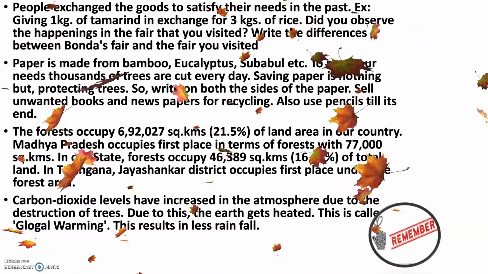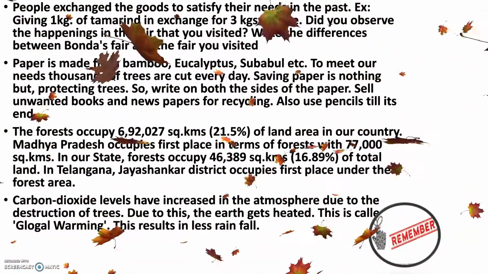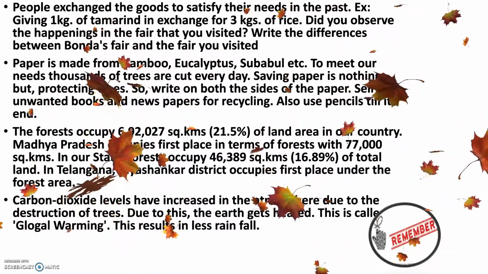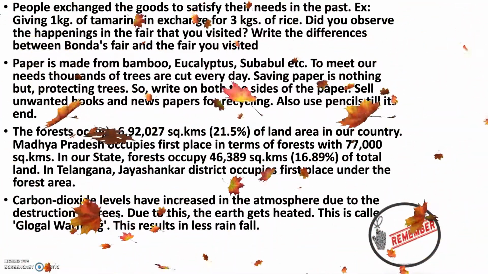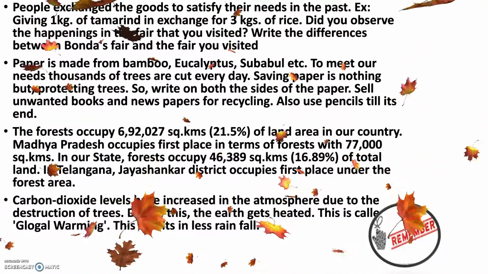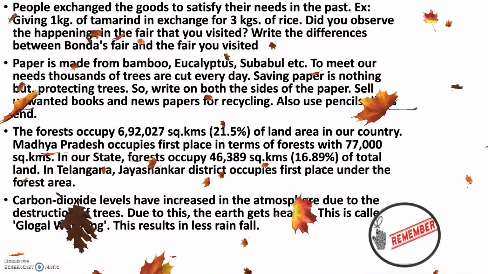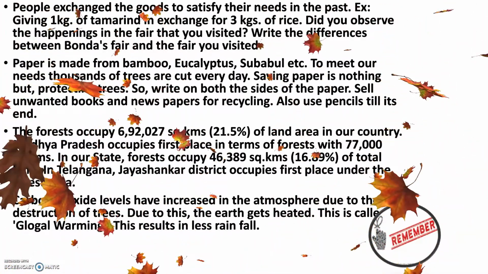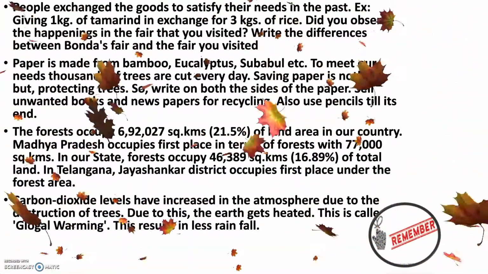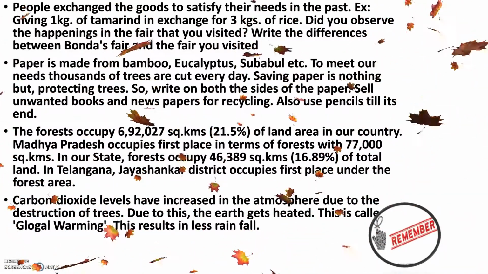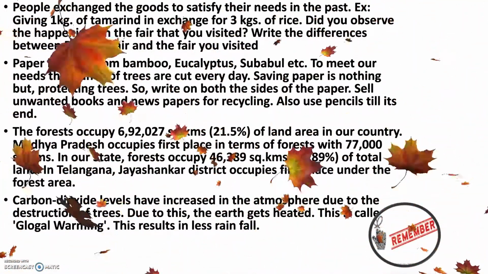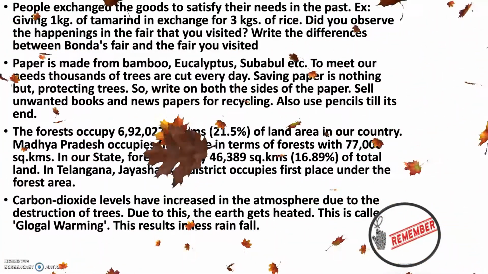under the forest area. And moreover, the last objective is global warming. Global warming means increasing the temperature on our earth, increasing the temperature over the environment. That is nothing but global warming. See why this global warming is increasing? Because of carbon dioxide. The carbon dioxide levels have increased in the atmosphere. Due to this, due to the destruction of trees, the earth gets heated. This temperature rise is known as global warming. I hope my 5th class environmental studies students understood that.